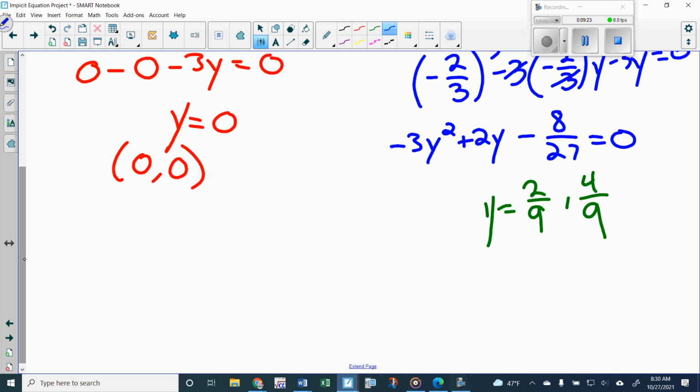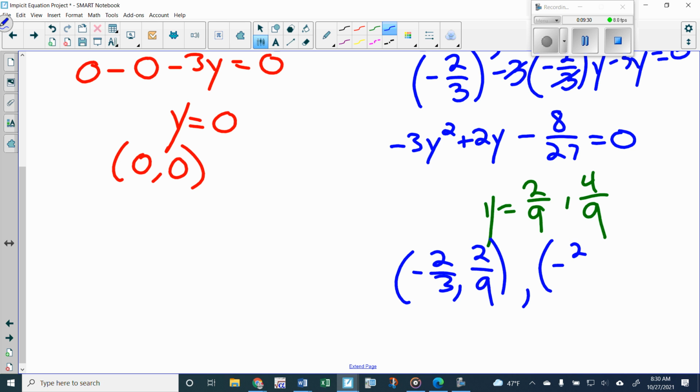So we now have 2 points. We have negative 2/3, 2/9, and negative 2/3, 4/9. Now, what is 2/9 as a decimal? Do you know what 1/9 is? 0.22. This is 0.22. This is 0.44, because 1/9 is 0.111, right? So those are our 2 points.